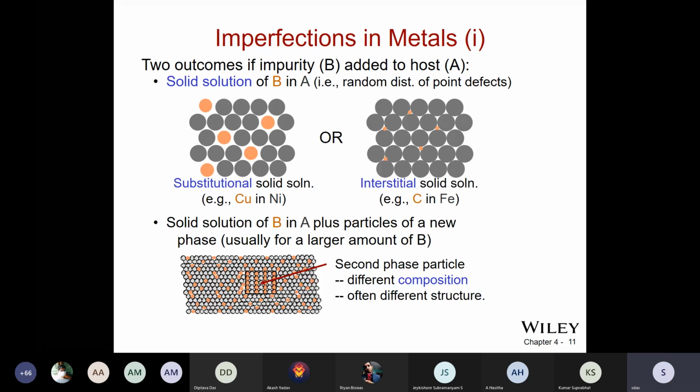Okay. The same thing I showed you. Substitutional solid solution, again another slide, and an interstitial solid solution. Substitution like copper in nickel or nickel in copper. An interstitial is carbon in iron making a steel.